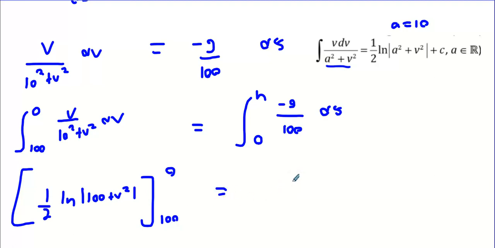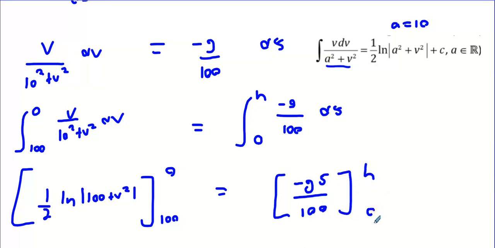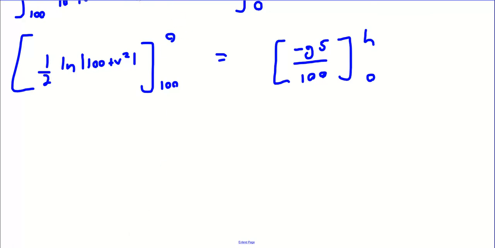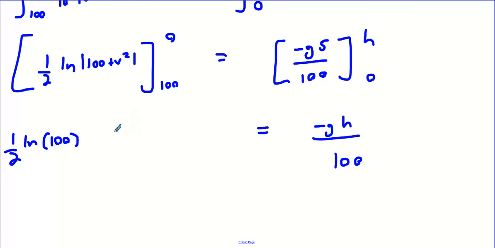And this one here is going to be just minus gh. Oh, sorry, we forgot about s. So minus gs over 100 from h to 0. And this is going to be minus gh over 100. And on this side, we're going to get a half ln 100, because that's what that one is, minus a half ln 100 plus 100 squared.